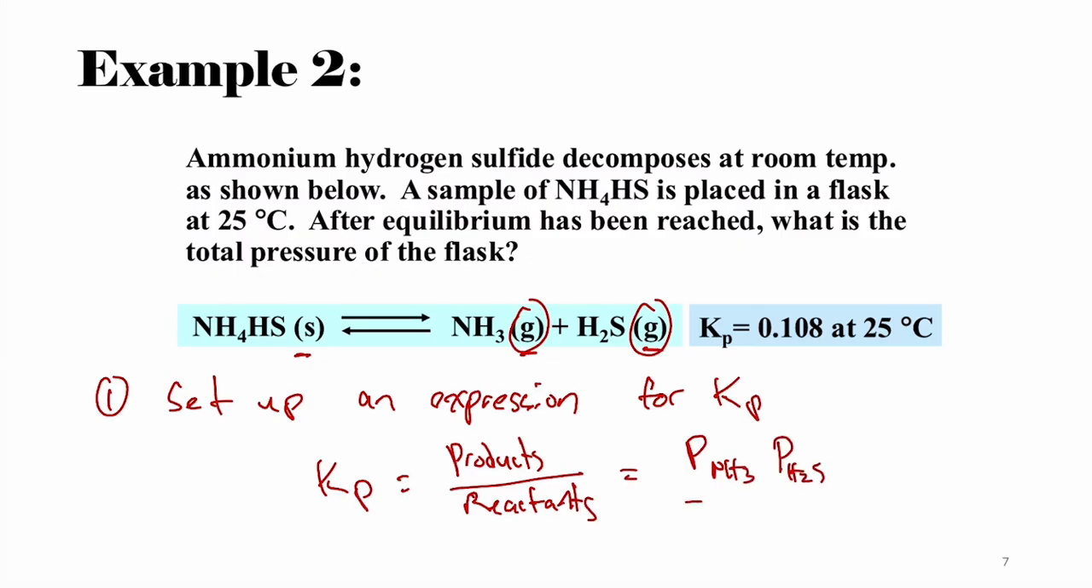hydrogen sulfide. And do we include the partial pressure of NH4HS? Why not? Because it's a solid, right? We don't include solids in our expression for equilibrium constants. So this is just equal to P NH3 times P H2S.